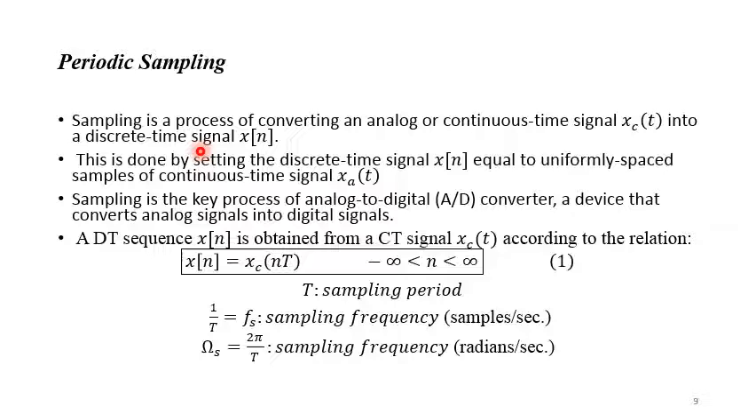So we can say that sampling is a process of converting an analog or continuous time signal into a discrete time signal, right? We represent the continuous time signal by x_c(t), and we represent the discrete time signal by x[n]. Note the notation: for continuous time, the independent variable is time, which is continuous, and we use parentheses, whereas for discrete time signals, we use square brackets, and the independent variable in the time domain is n.